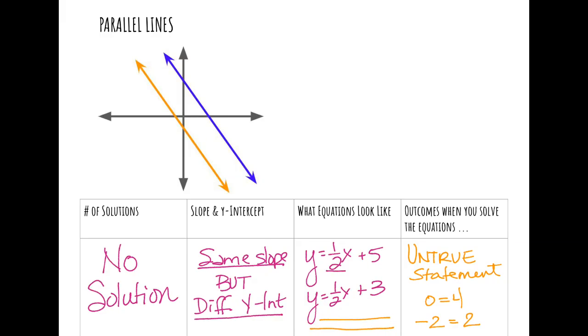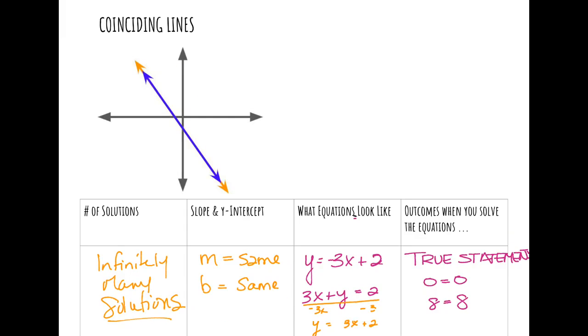And you can find that when you put the lines in slope-intercept form, you can make sure that they have the same slope and different y-intercepts. And when you solve algebraically, you're looking to get an untrue statement like 0 equals 4. Finally, we have two coinciding lines. These will give you infinitely many solutions. These two lines share every single point.